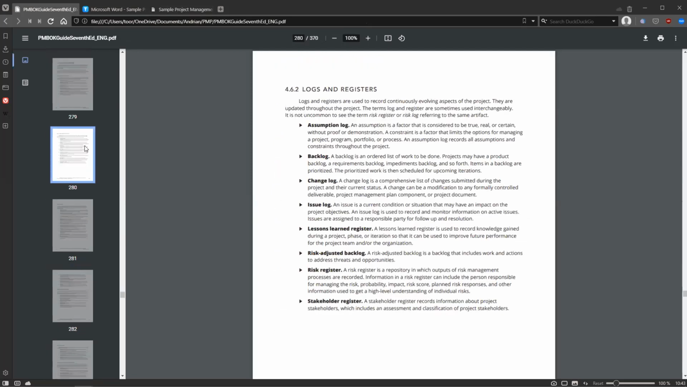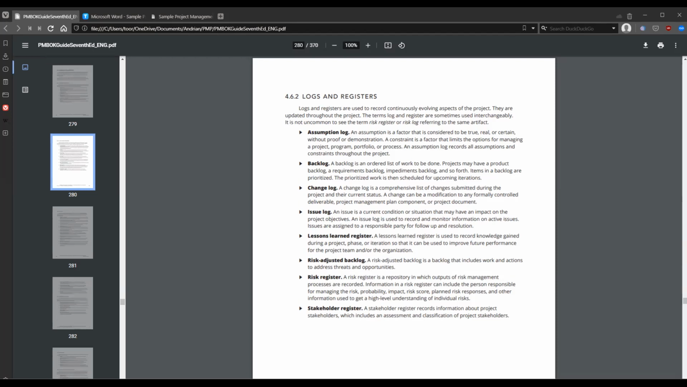So the assumption log basically has a detail of what is the assumption, basically a full description of it. Also, when this assumption was recorded and who made this assumption, basically the person who made the statement. So in case we need to trace it back, we know whom to talk to, and also to know when this assumption was made.